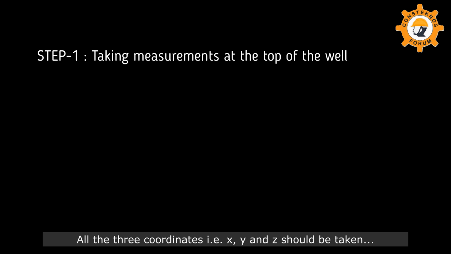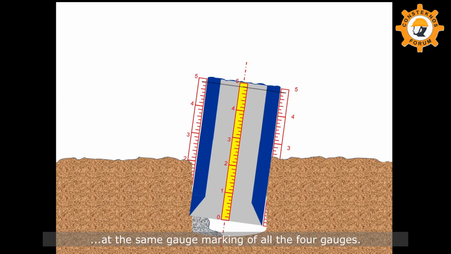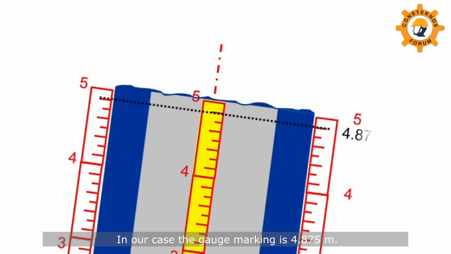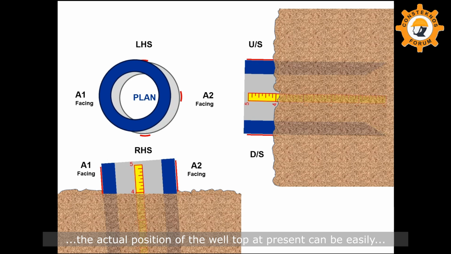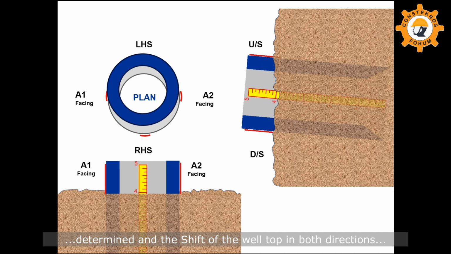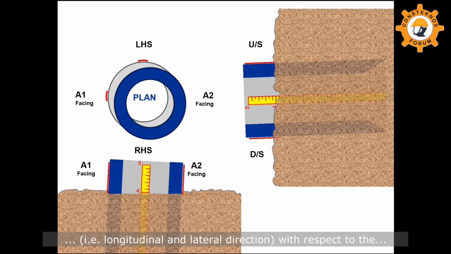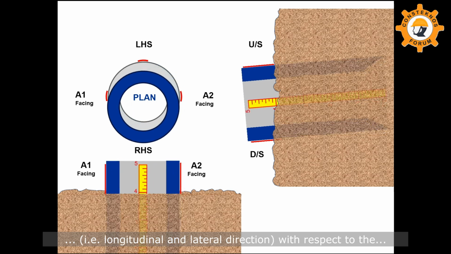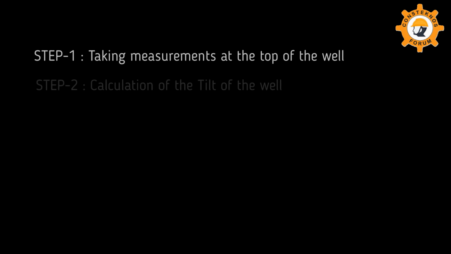All the 3 coordinates, that is x, y and z, should be taken at the same gauge marking of all the 4 gauges. In our case, the gauge marking is 4.875 meter. With the help of xy coordinate, the actual position of the well top at present can be easily determined, and the shift of the well top in both directions, that is longitudinal and lateral direction, with respect to the designed position can be established.